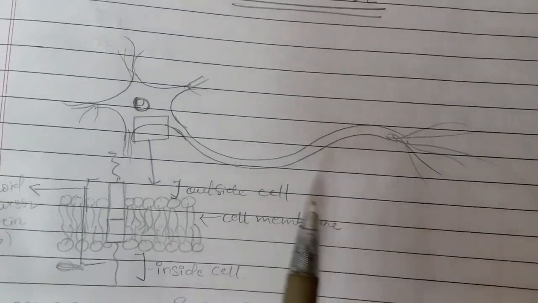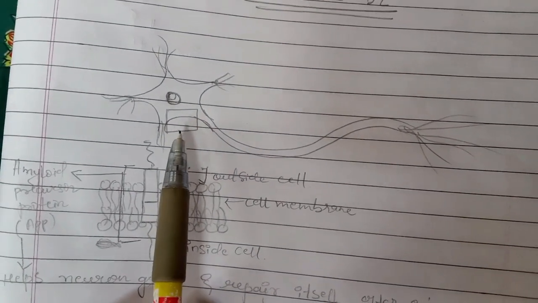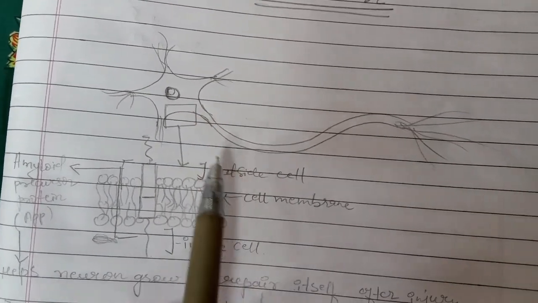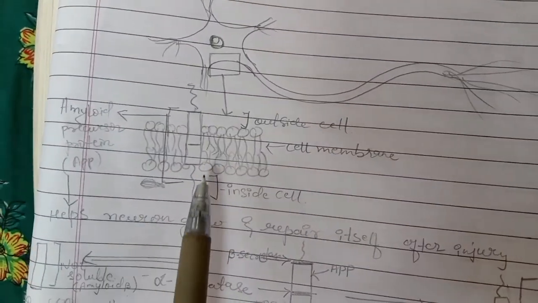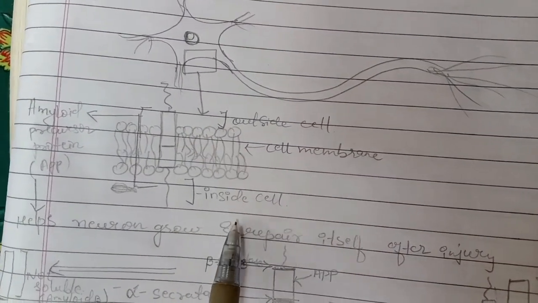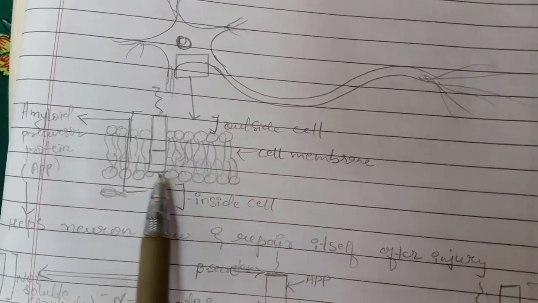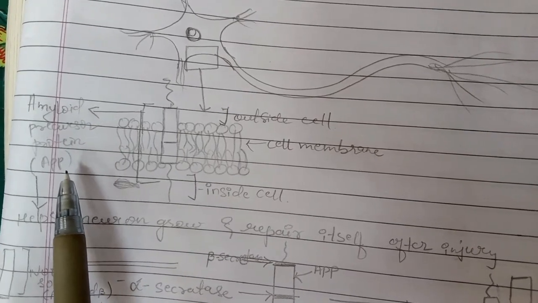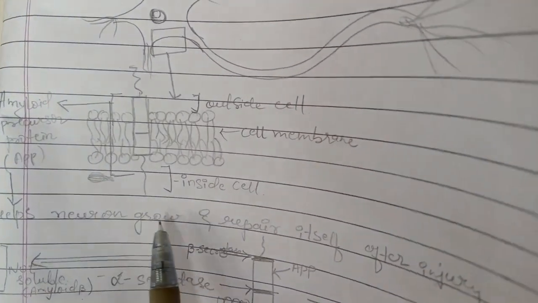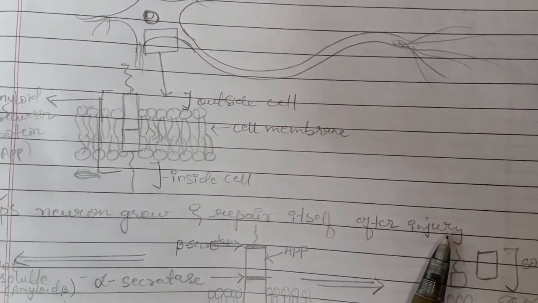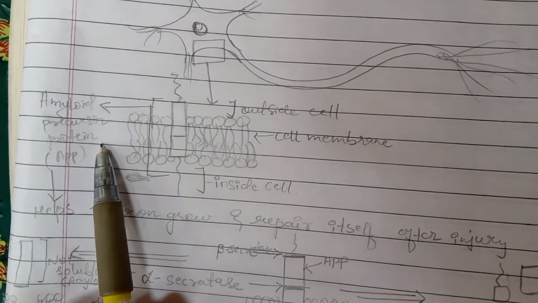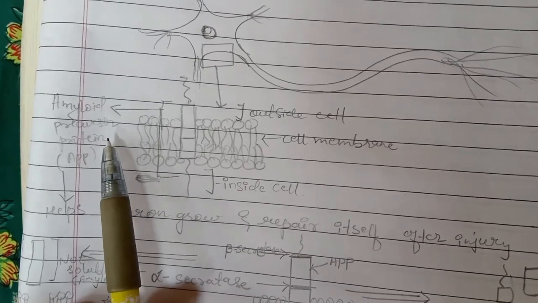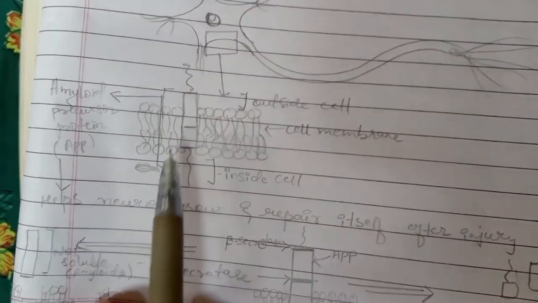See, this is a neuron. Okay, here this is the cell membrane. So if we see, this is the cell membrane, this is inside the cell, this is outside the cell membrane of a neuron, and there is this protein which is called amyloid precursor protein or APP. Okay, this protein helps the neuron grow and repair itself after injury. So this is very important, and like other proteins, it gets used, broken down and recycled. Okay, so this is important here.